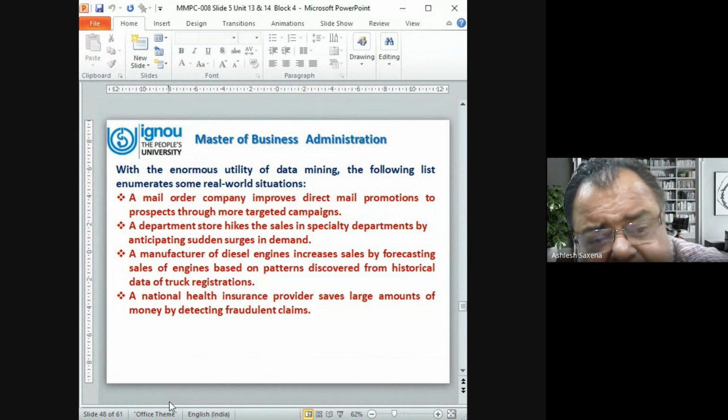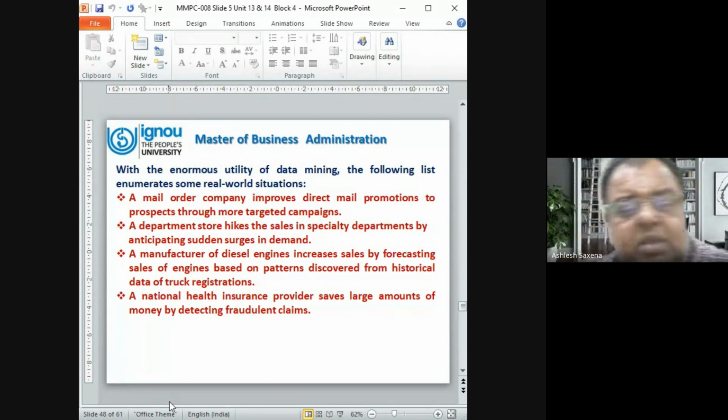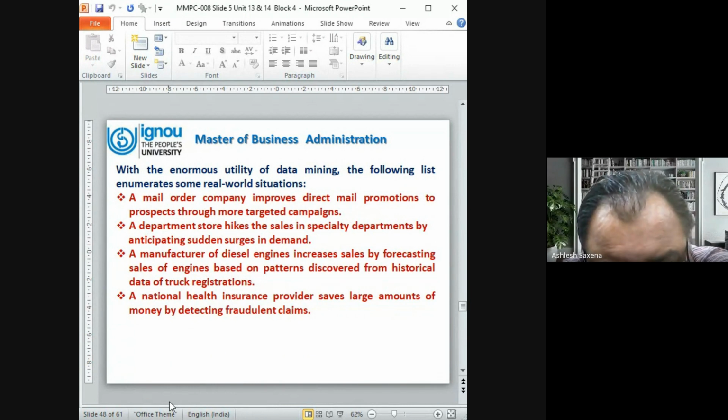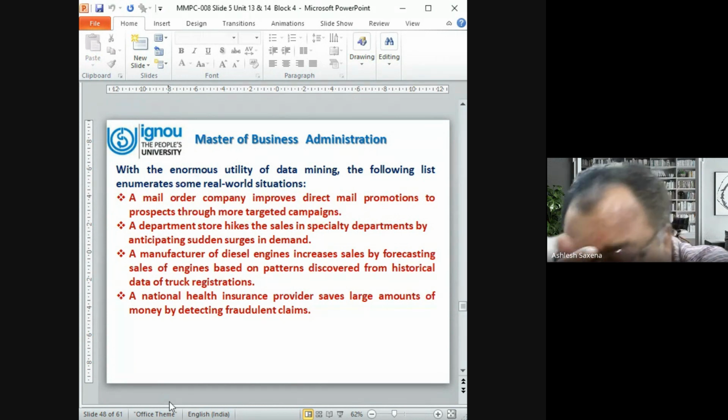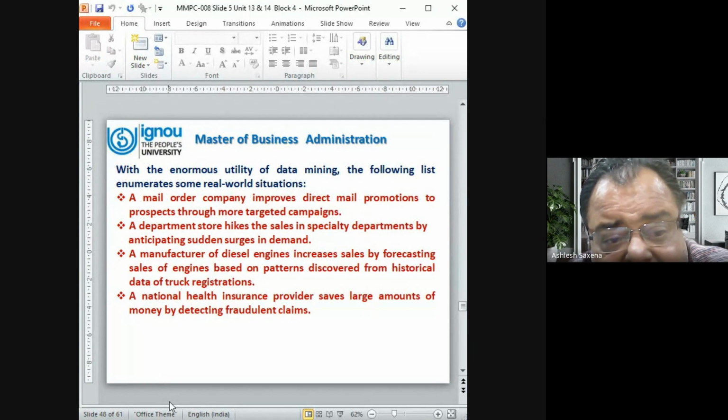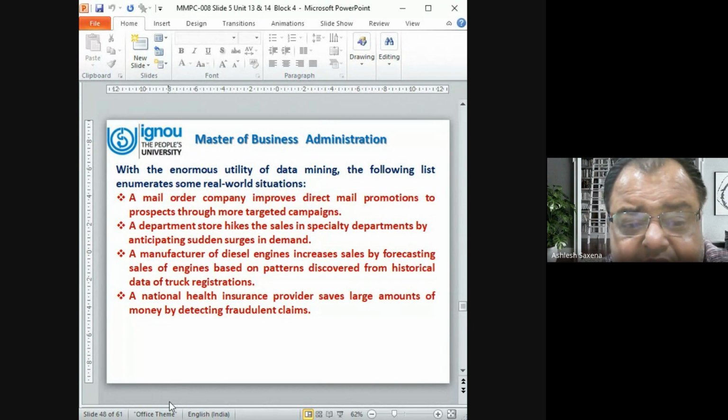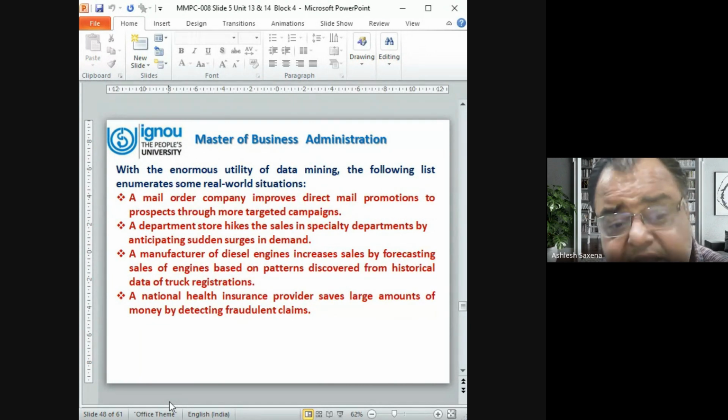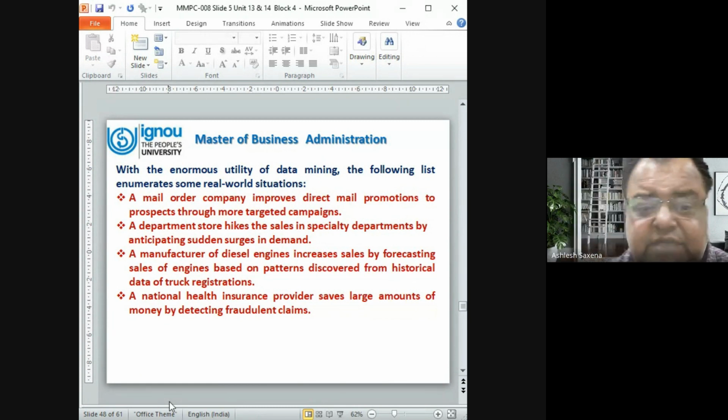A mail order company improves direct mail promotions to prospects through more targeted campaigns. A departmental store hikes the sale in a specialty department by anticipating a sudden surge in demand. A manufacturer of diesel engines increases sales by forecasting sales of engines based on patterns discovered from historical data of truck registration. A national health insurance provider saves a large amount of money by detecting fraudulent claims.